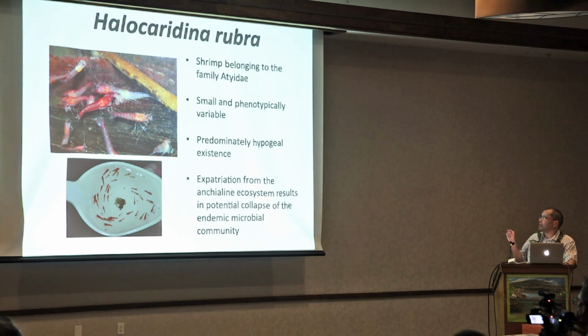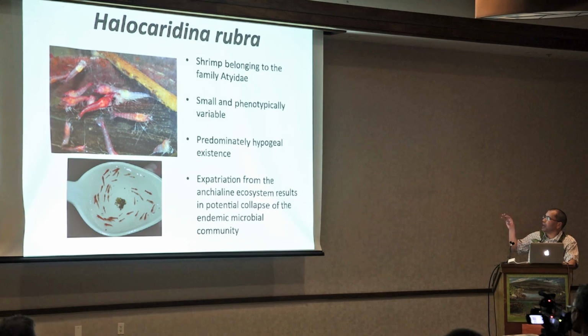And in spite of the fact that they're predominantly hypogeal in existence, because you can dig a hole in many of these habitat areas, and in spite of the fact that there are no shrimp there currently, the shrimp will come up and establish a population in a very short period of time. We do have some evidence to suggest that their removal from the anchialine ecosystem can result in changes in the microbial community, though how big those impacts are is variable.